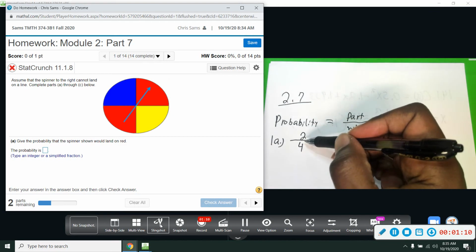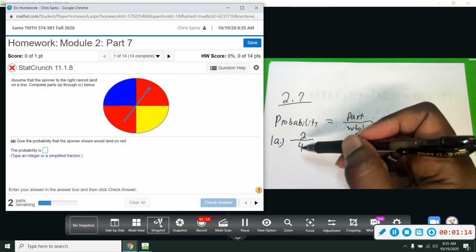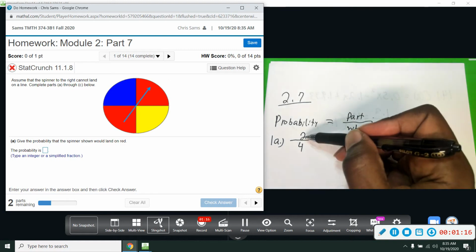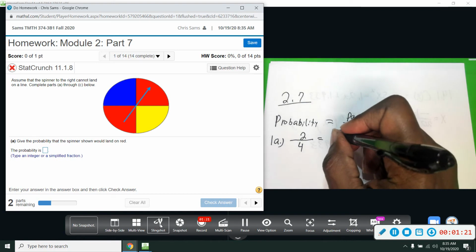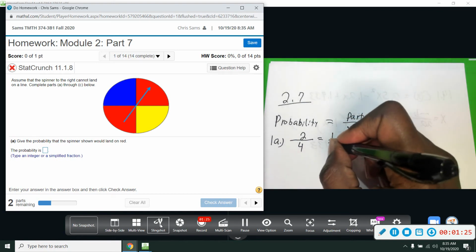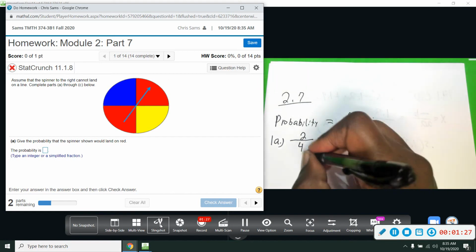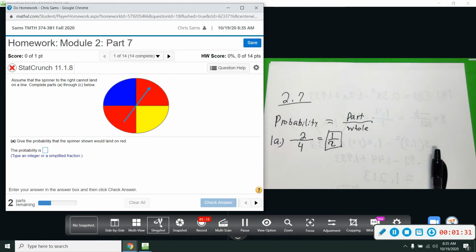However, it says in the blue right below A, the probability is, it says type an integer or a simplified fraction. 2 over 4 can be reduced. You can divide both terms by 2, and that will reduce to 1 over 2. Divide both by 2, you get 1/2. Okay, so half the time we would expect to land on red.